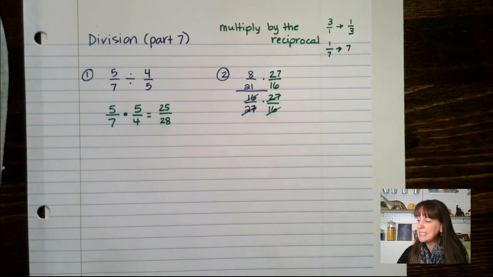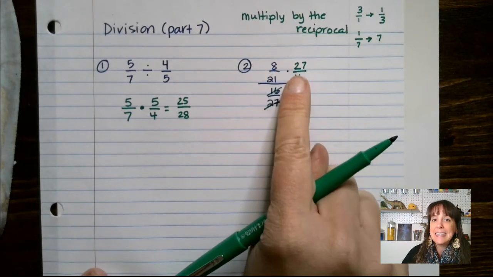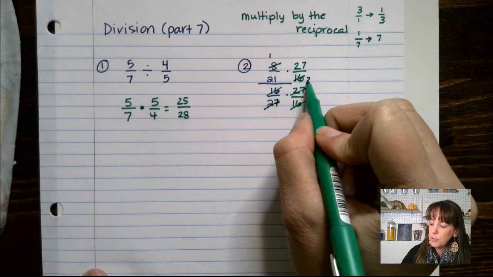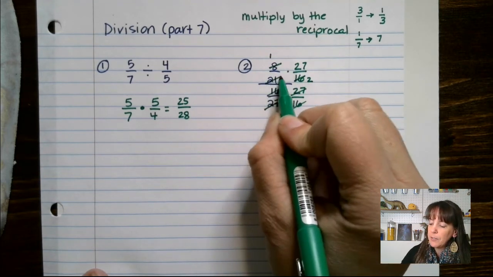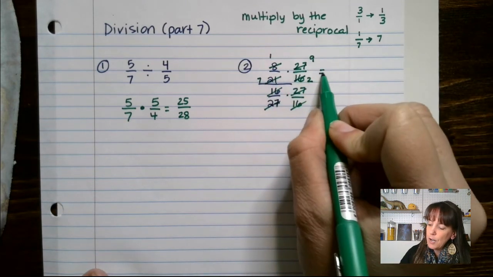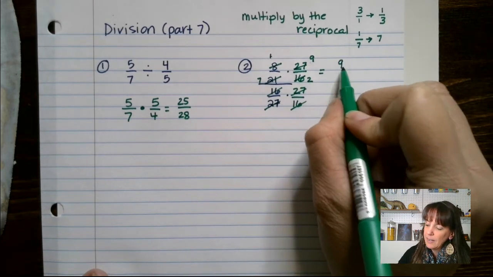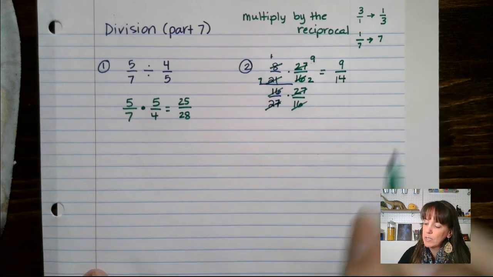And now, again, I see an opportunity for me to cross-cancel here. I've got 8 and 16. So if I divide by 8, I get 1. Divide by 8, I get 2. Over here, it looks like I've got a 3 in common. Divide by 3, I get 7. Divide by 3, I get 9. So what we have now is 1 times 9 and 7 times 2. So we get 9/14.